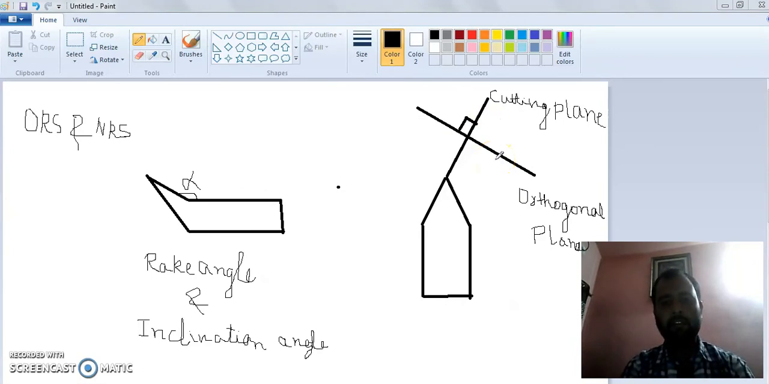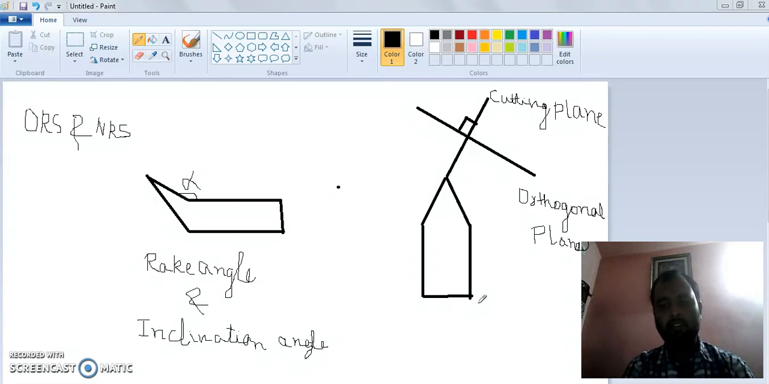The basic difference with the NRS system is that in the orthogonal rake system we take the cutting plane and orthogonal plane as perpendicular to each other. This orthogonal plane might not be perpendicular to the cutting edge, but in the NRS system we tilt the orthogonal plane in such a way that it is perpendicular to the cutting edge of the cutting tool. This is the top view of the cutting tool; this is called the face of the cutting tool, and this is called the shank. So this is the first difference between the orthogonal rake system and the normal rake system.